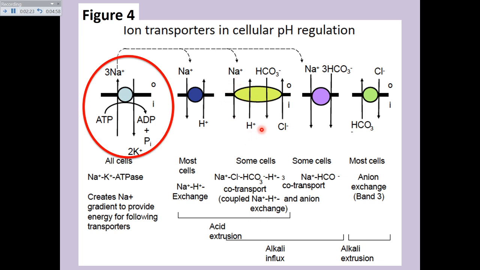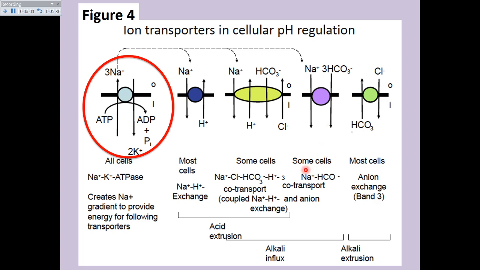This also works when Na comes in, H goes out, and accompanying this, HCO3 comes in and Cl goes out. This is activated during cellular acidity also. When pH decreases, the H ion should be expelled, and also HCO3 comes in. This is important in order to regulate the pH. This is present in some of the cells, not all the cells of the body.